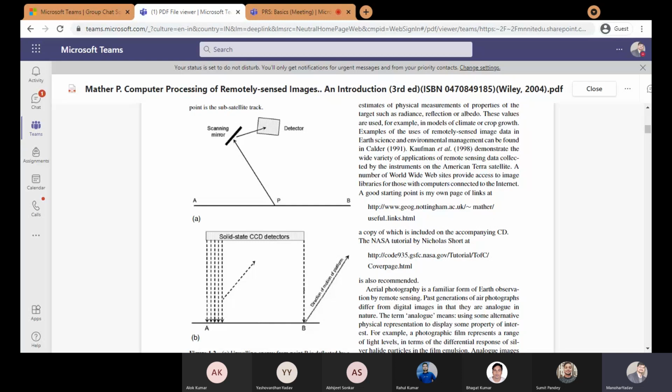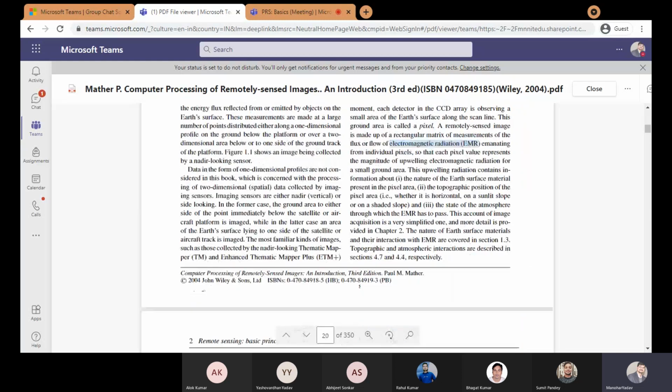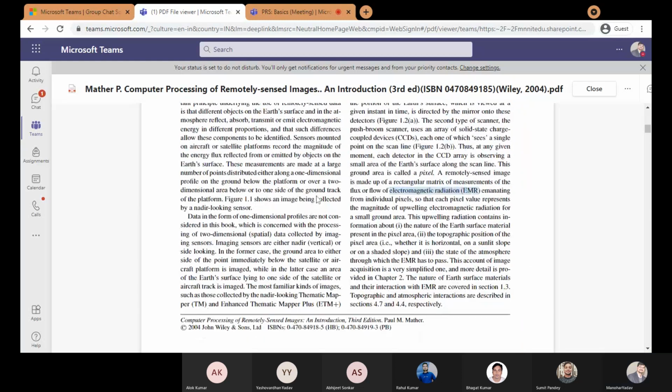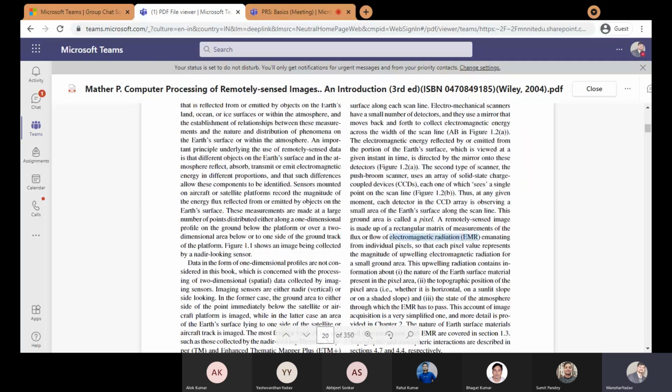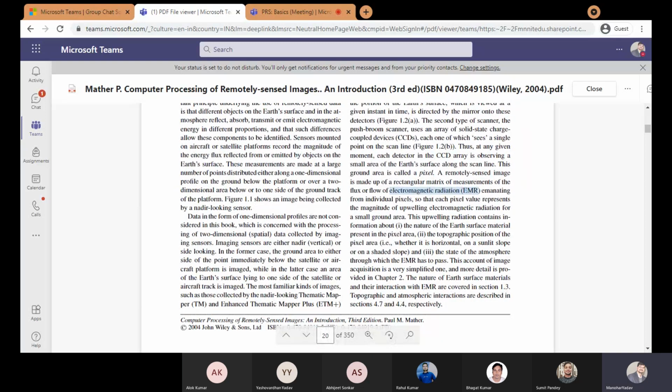So a pixel is the digital representation of a ground area, the smallest ground area unit that is uniquely sensed by the sensor system, and that is assigned a unique digital number. It is called a pixel.